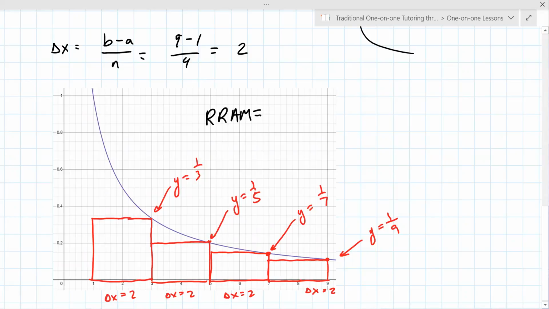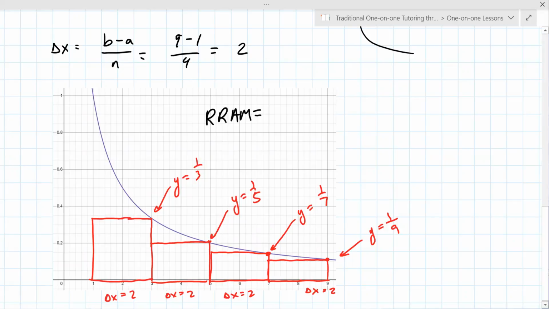Okay. Now, just before we carry on here, is this an underestimate or an overestimate? And if you're not sure, let me know. I can explain. Underestimate. It's an underestimate.